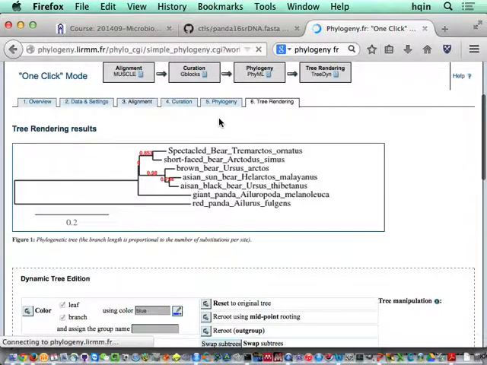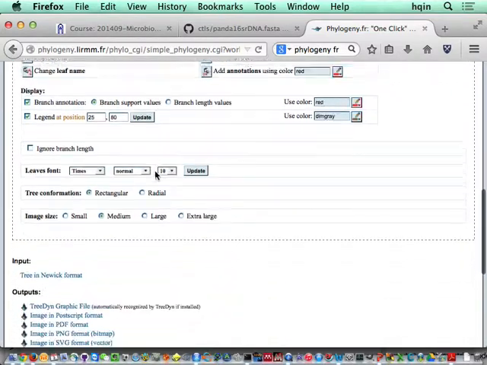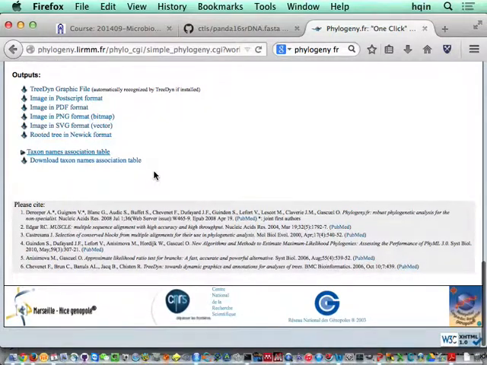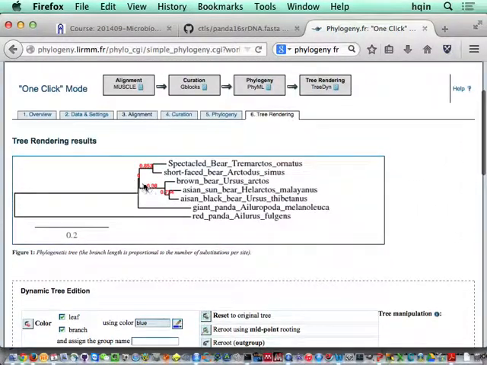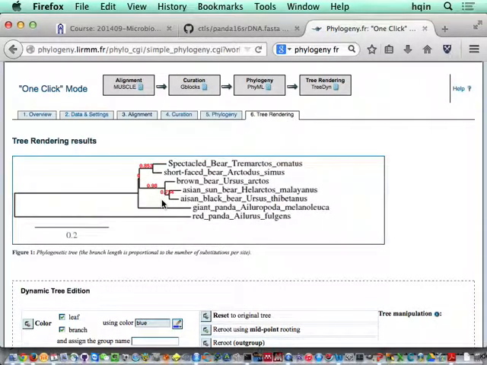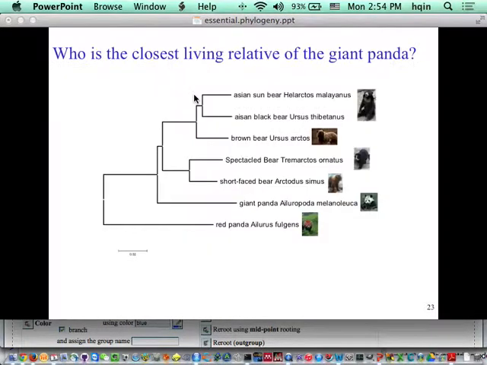It says finished. Okay, that's the tree we have. Let's see whether we can save this tree, in case my web browser crashes. Output, download, taxonomy. How do I save the tree? Let me see. Right click on it, copy image. Okay, then I go back to my PowerPoint.